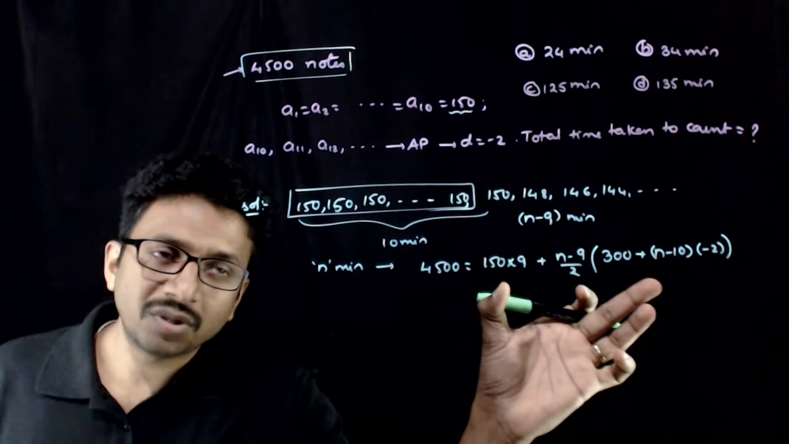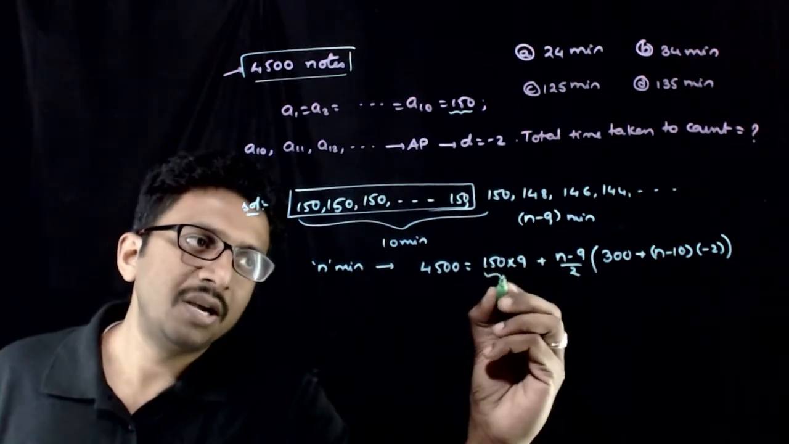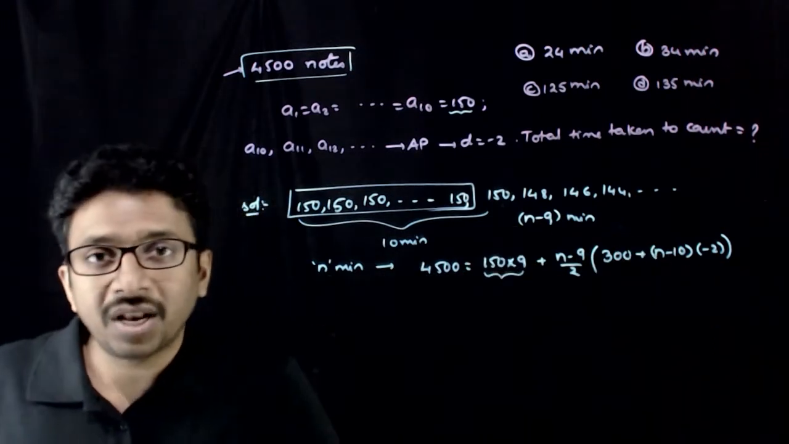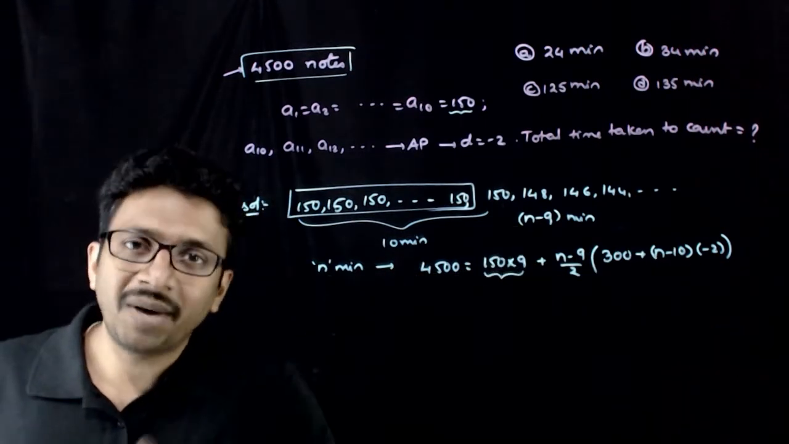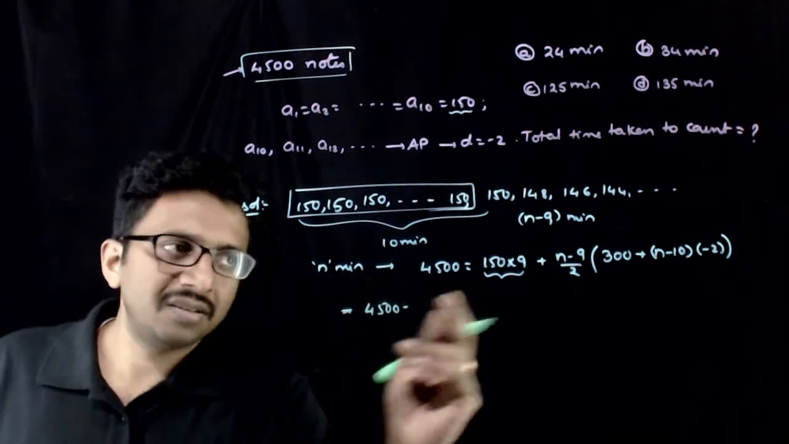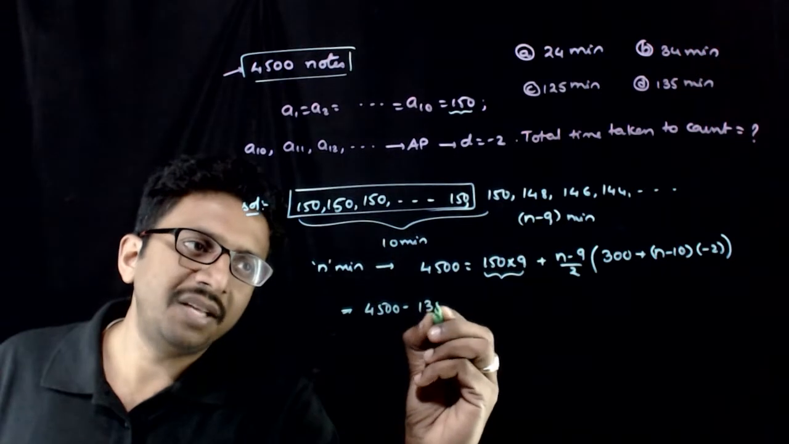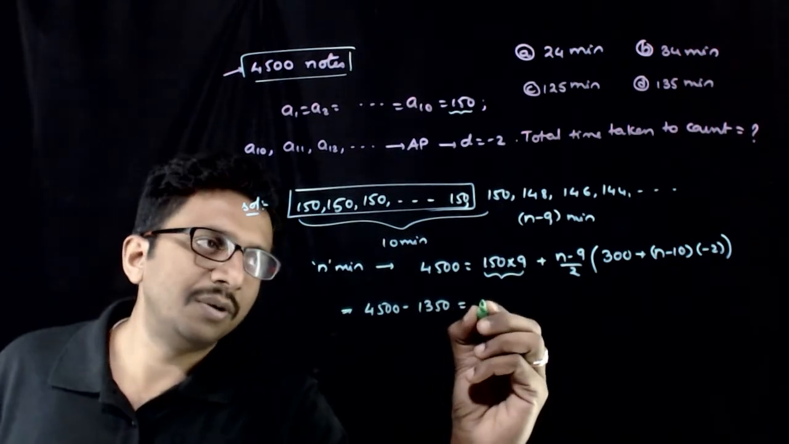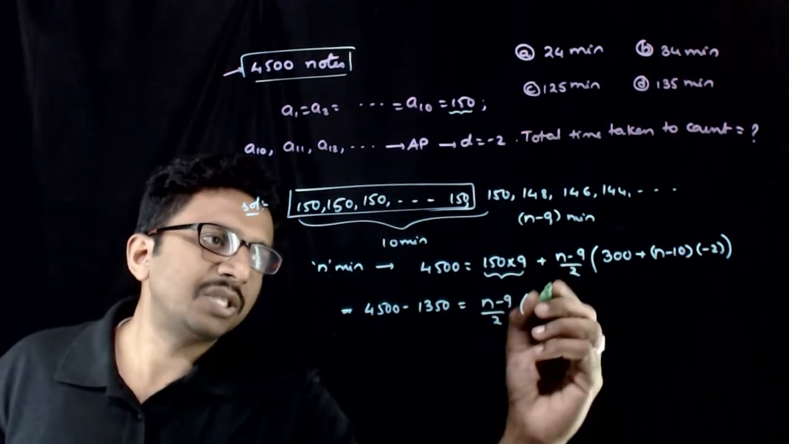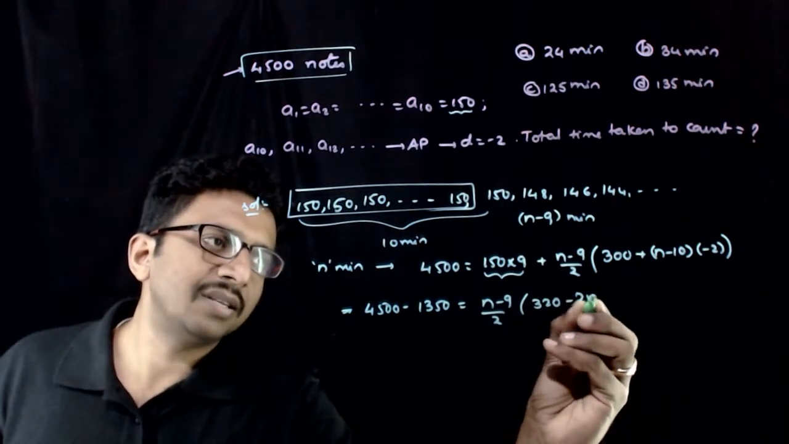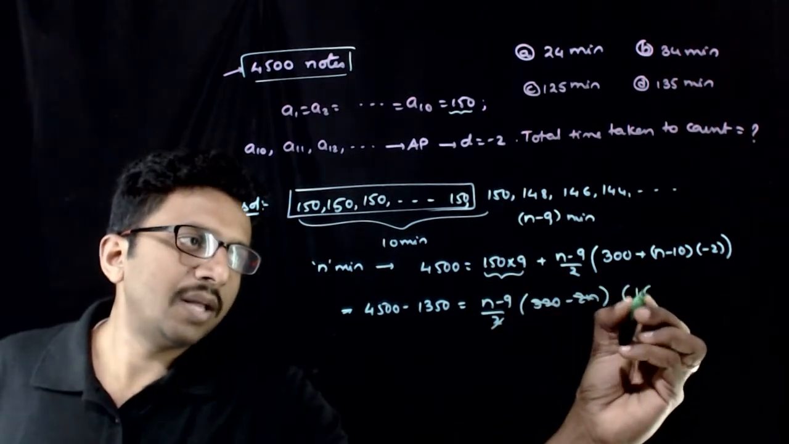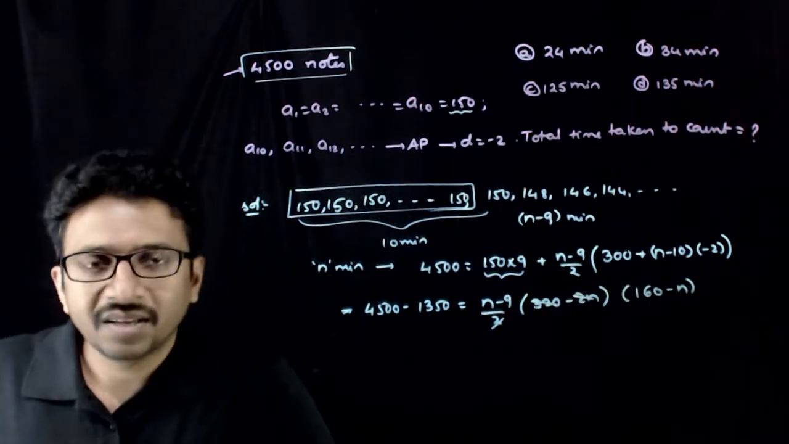So the total number of notes counted in n minutes is equal to the total number of notes counted in the first 9 minutes, plus the total number of notes counted in the remaining n minus 9 minutes. So this implies 4,500 minus 150 into 9, which is 1350, right? 1350 is equal to n minus 9 by 2 times 300 plus 20, that is 320 minus 2n. So this 2 gets cancelled, and you get 160 minus n, right?